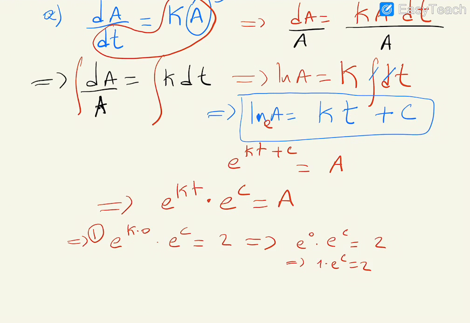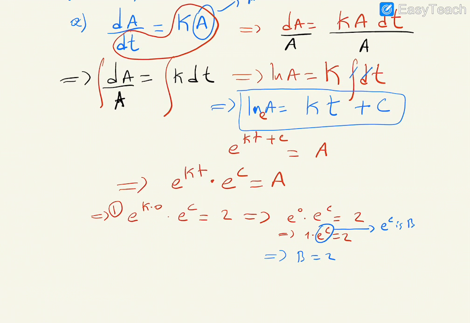Let's define e to the power of c as b. Instead of saying e to the power of c, because this is going to give me a number, let's say b, so b equals 2. That's the first thing. So now let's look at the second equation.